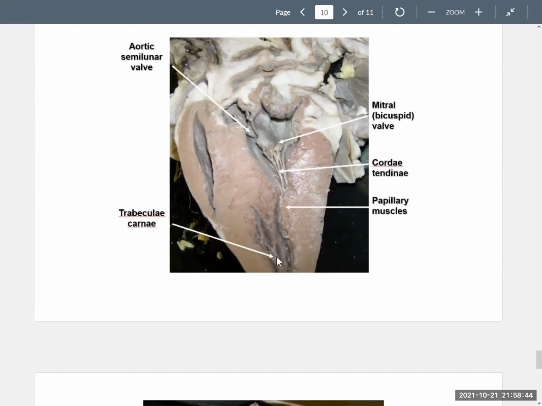This is trabeculae carneae, the roughened interior wall of the ventricle. This is a papillary muscle. We saw it from the front, now we're seeing it from the side. We know it's a papillary muscle because the chordae tendineae attached to it, and at the other end of the chordae tendineae is always a valve cusp, and this is the mitral valve. Here's the valve cusp, one of the 3 valve cusps for the aortic semilunar valve.